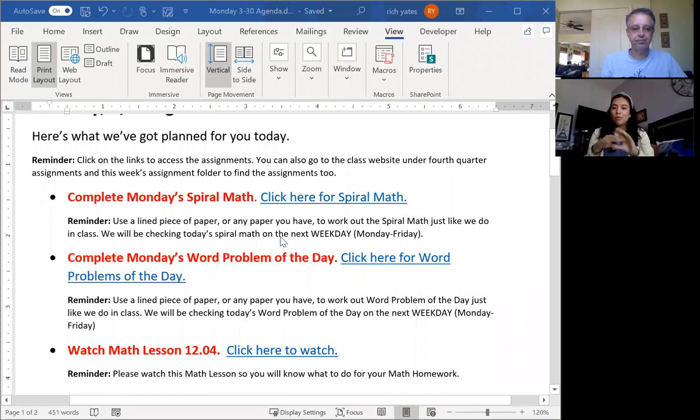Where it's blue and underlined, that's going to be the link, or like Mr. Yates said, you can access it through the classroom website. And just a reminder, we want you to use a lined piece of paper or any paper you have to work out the spiral math, just like we do in class. One side is going to be your answer sentence, and the other side is going to be your work.